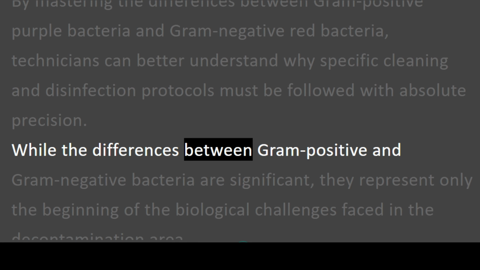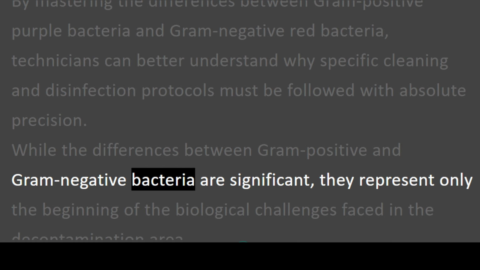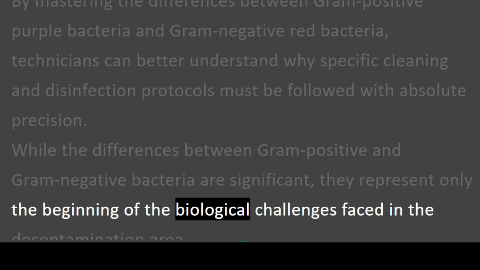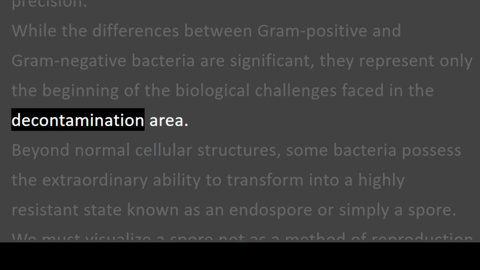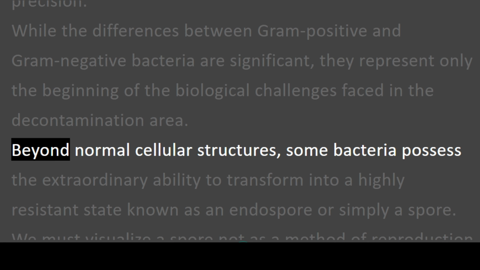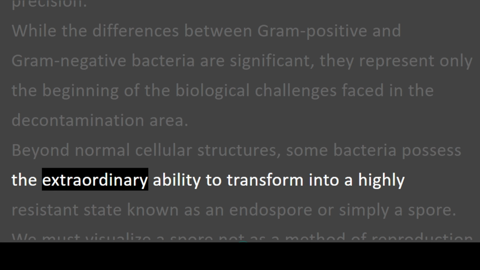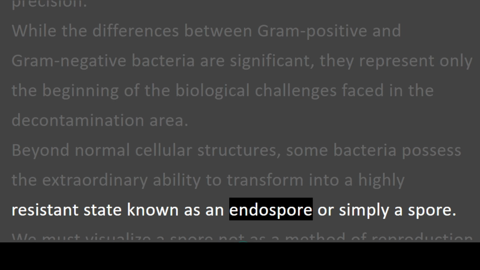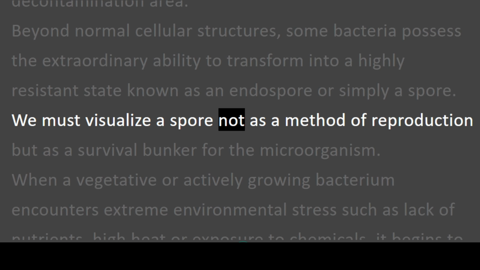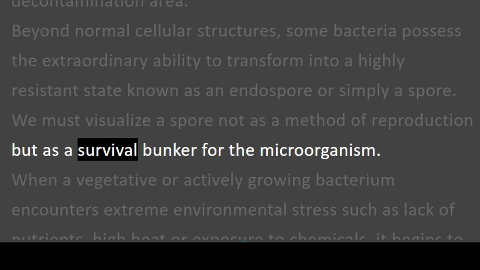While the differences between gram-positive and gram-negative bacteria are significant, they represent only the beginning of the biological challenges faced in the decontamination area. Beyond normal cellular structures, some bacteria possess the extraordinary ability to transform into a highly resistant state known as an endospore or simply a spore. We must visualize a spore not as a method of reproduction but as a survival bunker for the microorganism.